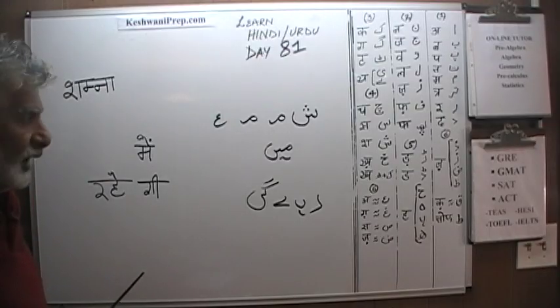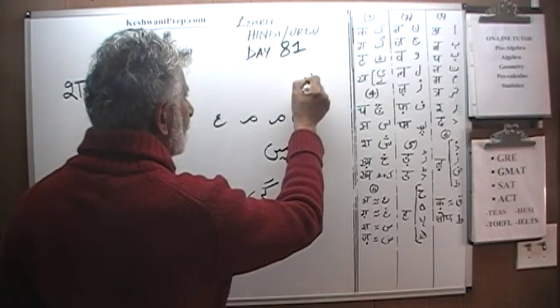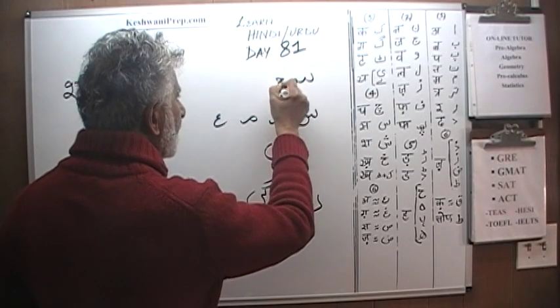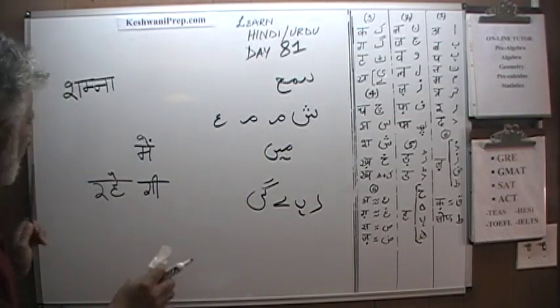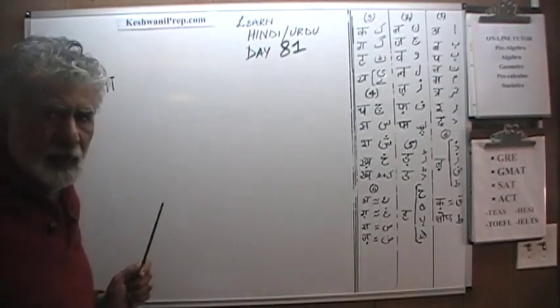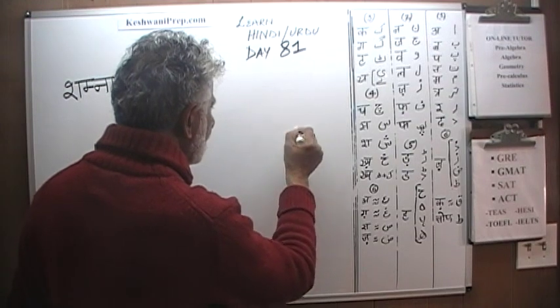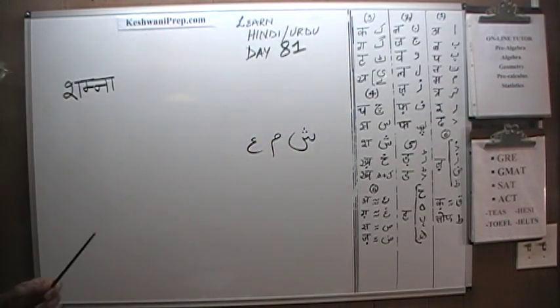Let's see how it looks when we join it. So it's going to be sheen, and then a ma, and then ain. When it joins it, I'm trying to leave everything on the blackboard so that I don't have to rewrite it, but it's getting very annoying. When we join it, it looks like this.